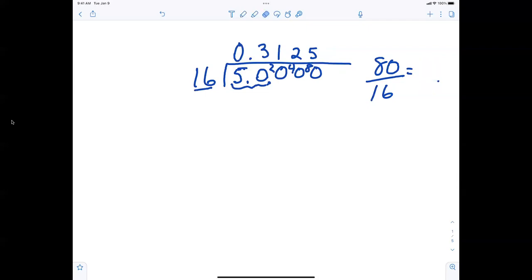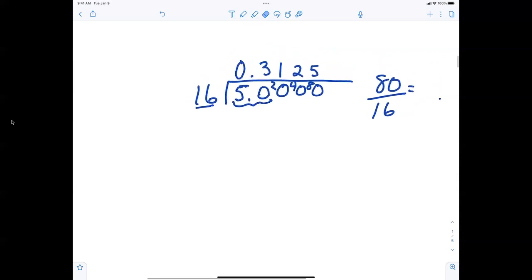Is everybody okay with that being 0.3125? Anybody have any issues with that? All right, guys, I'm pretty happy with that. What time's the bell ring? I forget.